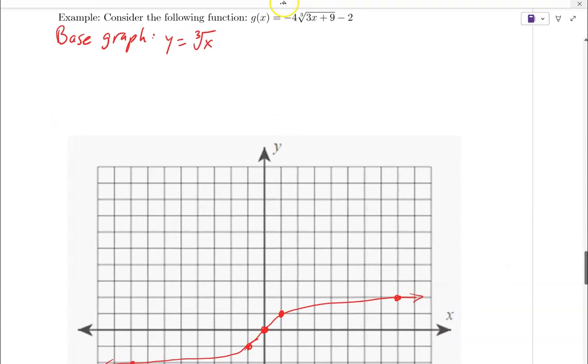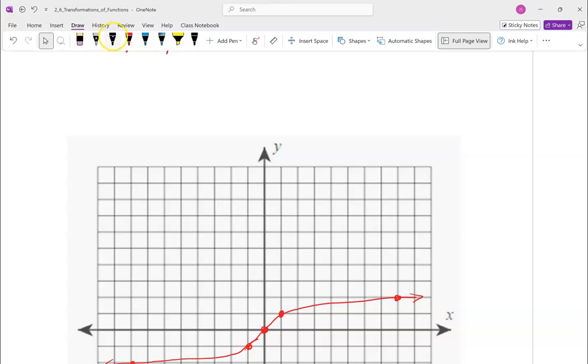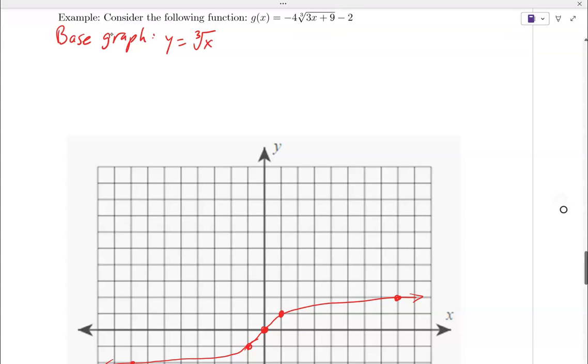So let's go back up here to the function. Got several things going on in this one. I've got this negative out in front. I've got a 4. I've got a 3. I've got a 9. And I've got a -2. So I've got 1, 2, 3, 4, 5 things going on. Lots of things going on in this case, but there are 5 different transformations.